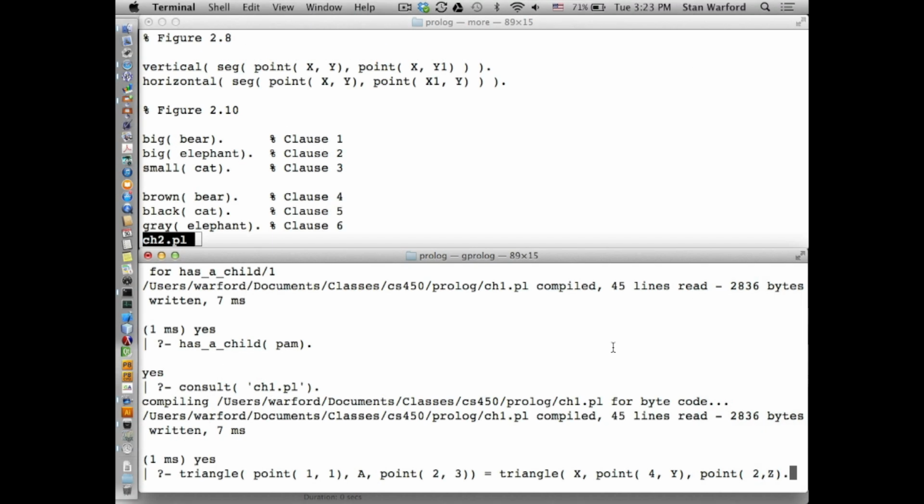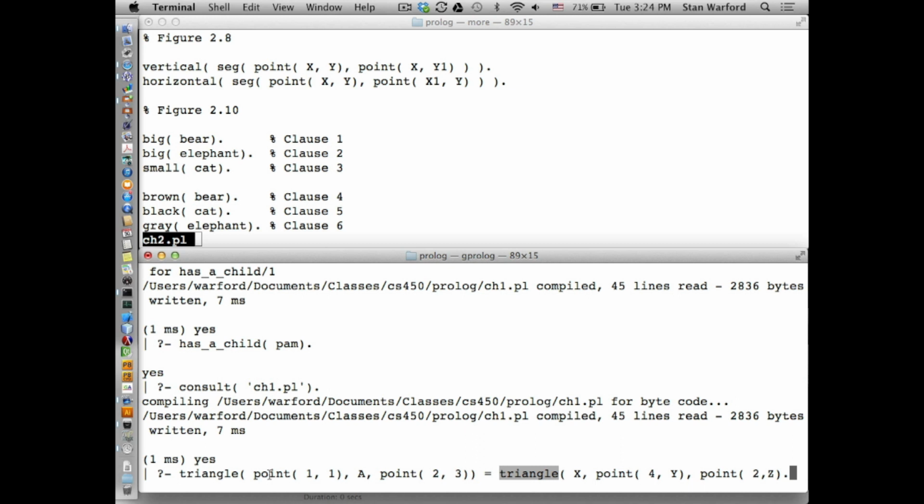Here's our demo, and we have set up the text of the caption of that slide: triangle(point(1,1), A, point(2,3)), and then we match it with triangle(X, point(4,Y), point(2,Z)). Here's how the matching works. Watch this before I press return. Does everybody see that this triangle matches this triangle? So that's a good match.